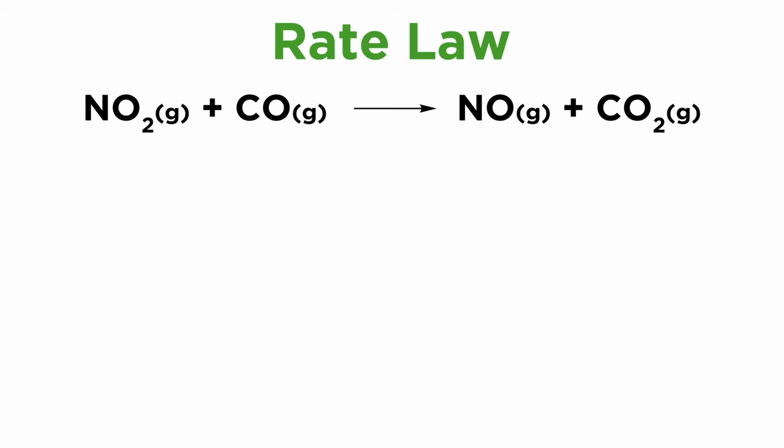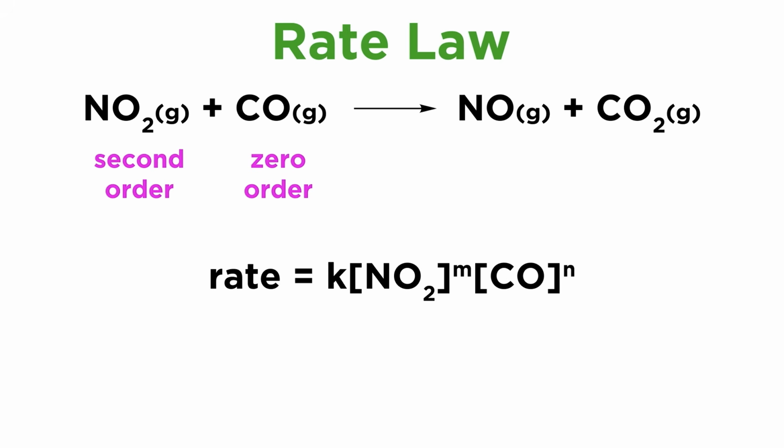Let's make sure we can write these. Say we are examining the reaction of nitrogen dioxide and carbon monoxide to form nitrogen monoxide and carbon dioxide. If we acquire kinetic data and find that the reaction is second order in NO2 and zero order in CO, what will be the rate law for this reaction?